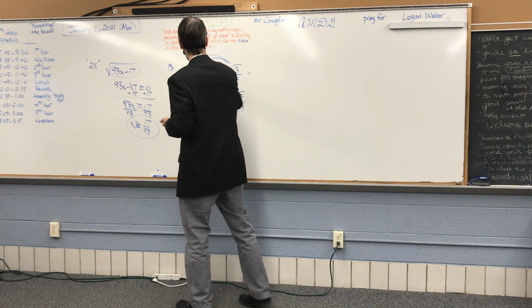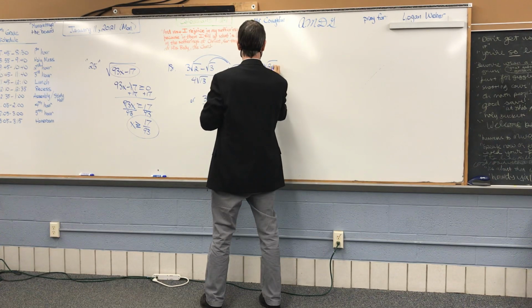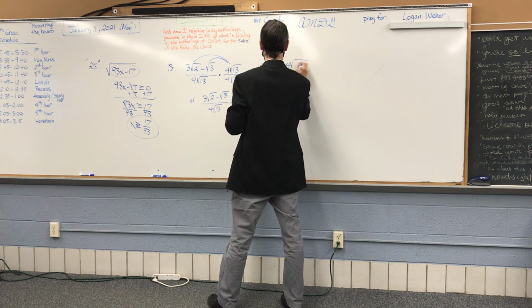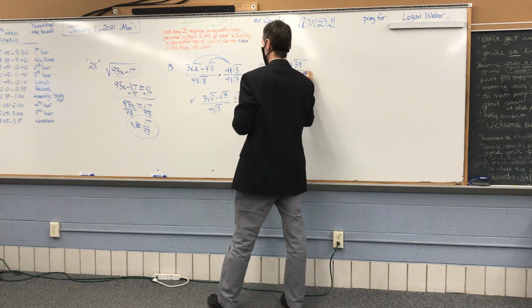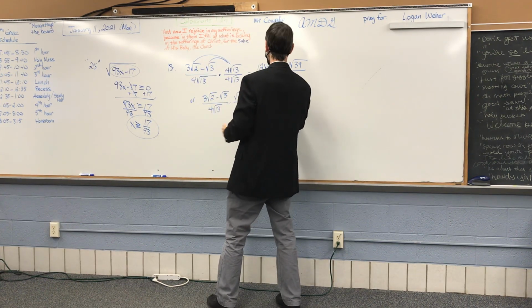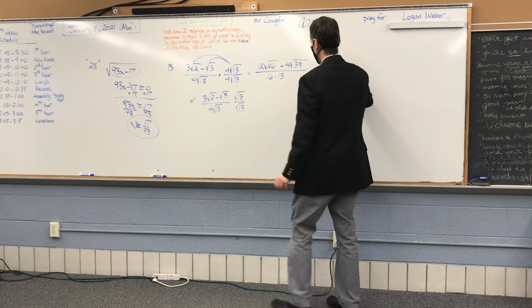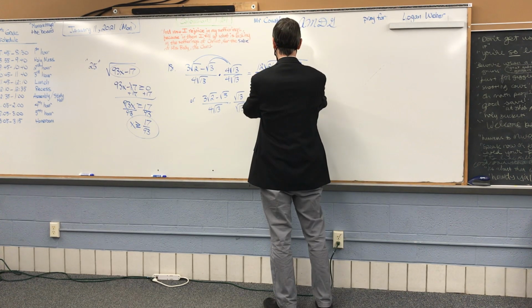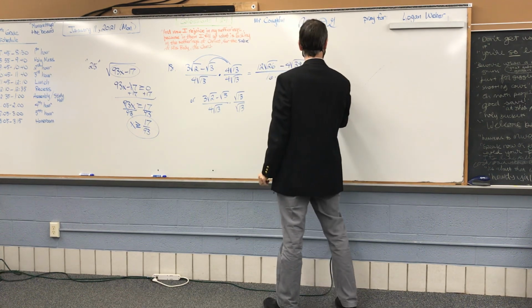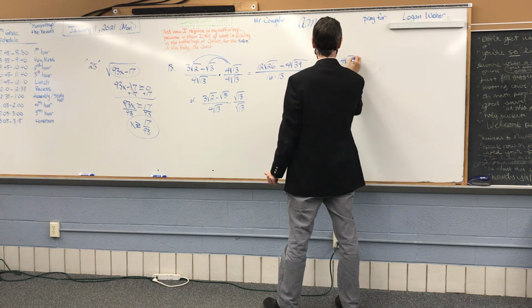Distribute this. Number times number, 12. Radical times radical, radical 26. Still okay? And then minus 4 times radical 39, all over 4 times 4 is 16 times radical 13 times radical 13 is 13. 16 times 13 is kind of gross. So it's 208, I think. 12 radical 26. Did anybody have that, just out of curiosity?